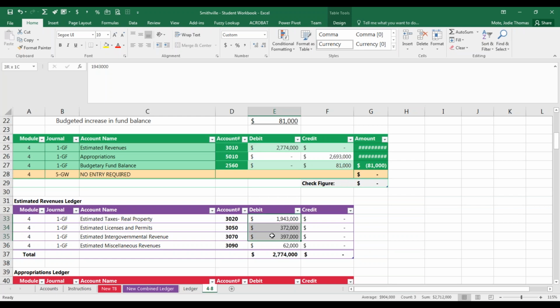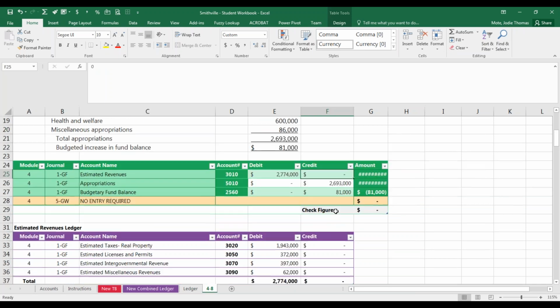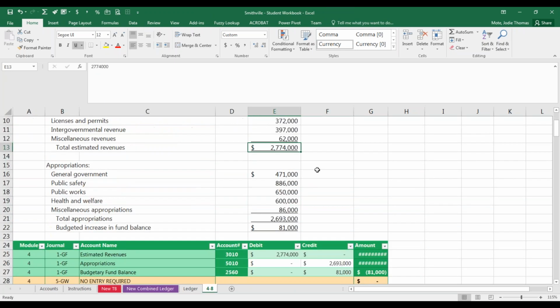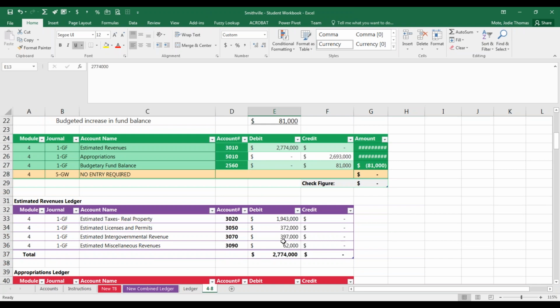So it's all debits in your estimated revenues ledger. Later on, when you close out the year, you'll close the budget, and it will also pop up, and you'll credit these amounts so that the ending balance is zero. You always have a closed out budget, so all the budgetary related items, except for the encumbrances accounts, will have a zero balance. So you've got these totals here that make up the 2.774 million.